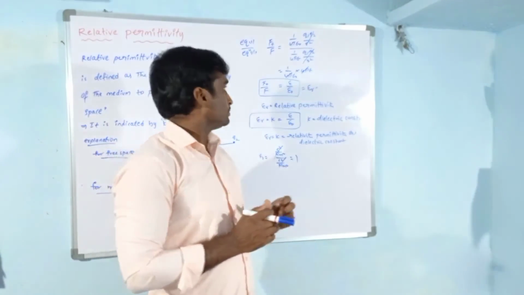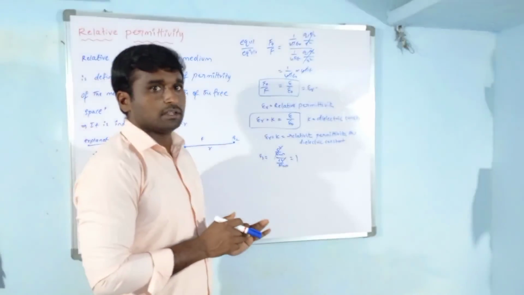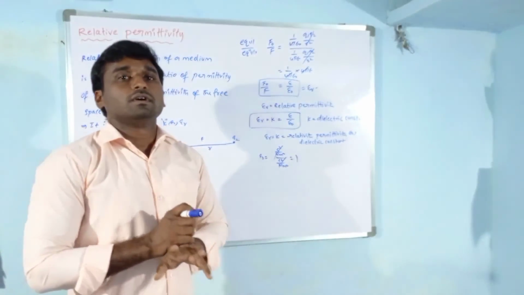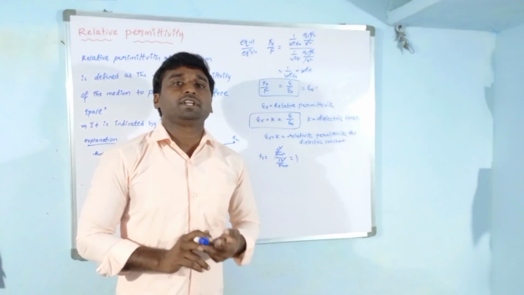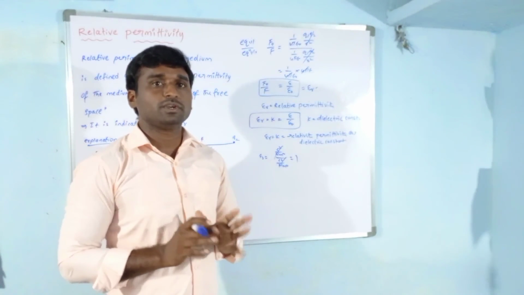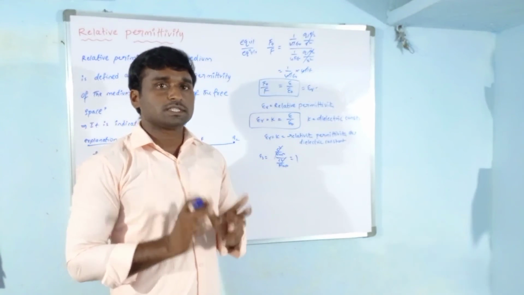This is the relative permittivity. It is just the ratio of the permittivity of the medium to the permittivity of free space. It has no units and no dimensions. So this is about relative permittivity.